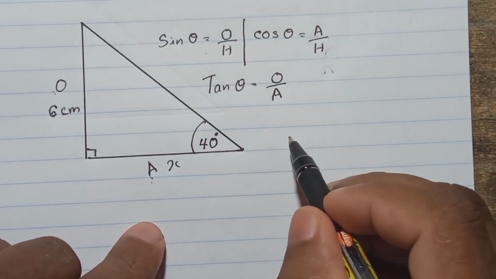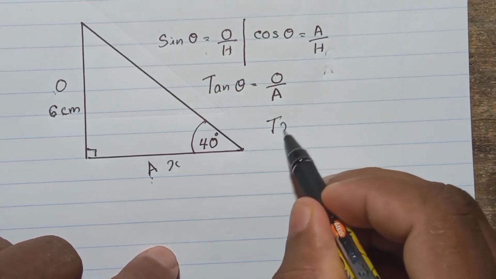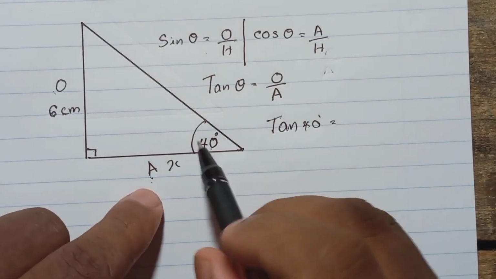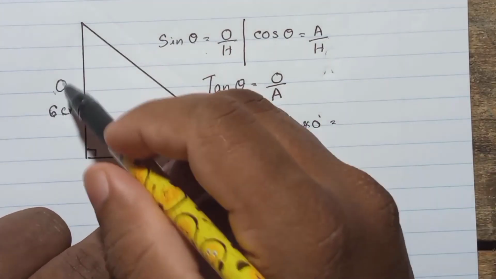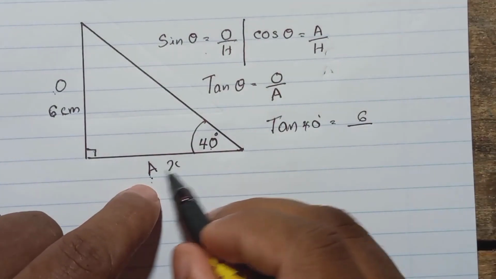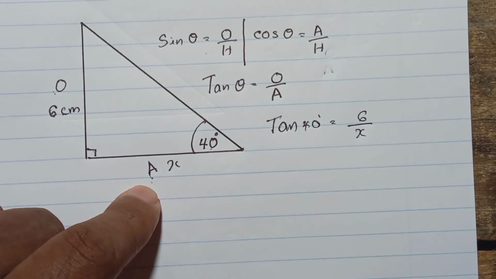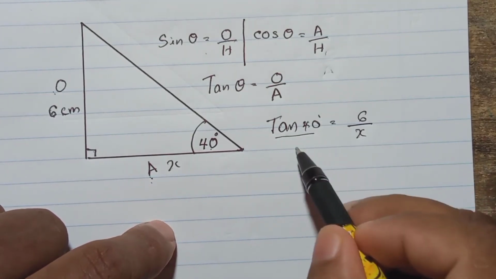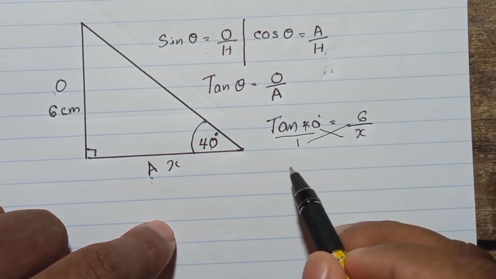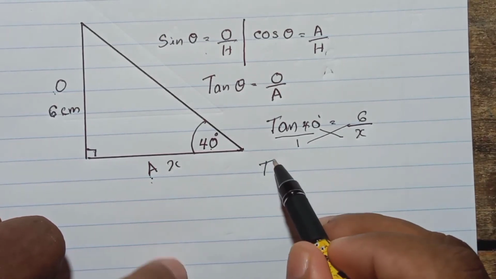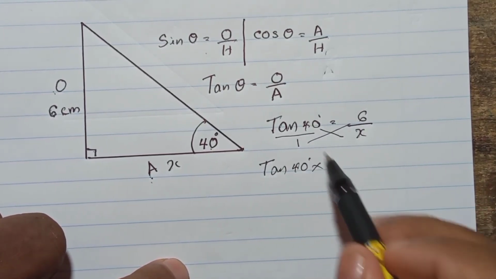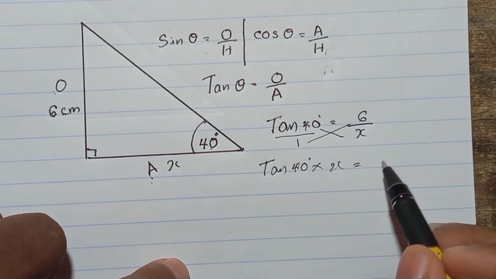So I will write here tan 40 degree equals opposite over adjacent. Here opposite is how much? Opposite is 6, and adjacent we need to find, we don't know. Now what can we do here? We have denominator 1, so apply cross multiplication. Now here it will be tan 40 into x, and then 1 into 6, it will be 6.